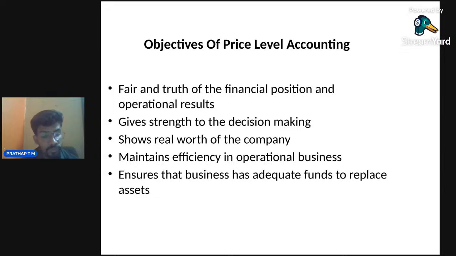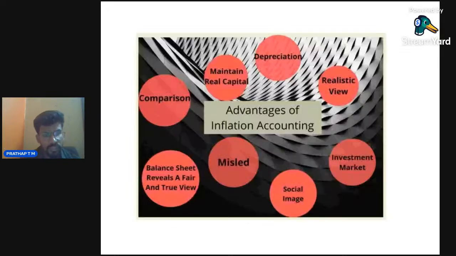But what is the real profit you have to determine? The worth of 5 lakh 10 years before is totally different from the worth of 5 lakh at present. So we cannot directly deduct one from the other. If you do the adjustment for inflation, you will find the real value. You can ensure what funds you can replace in your company. Those are the things that benefit from price level accounting.